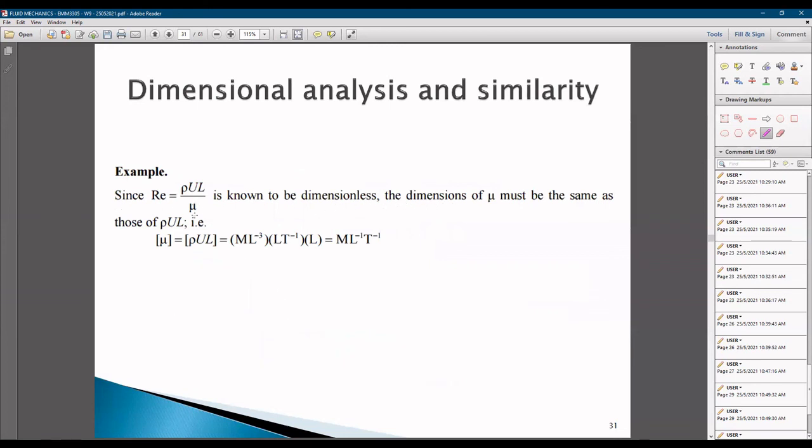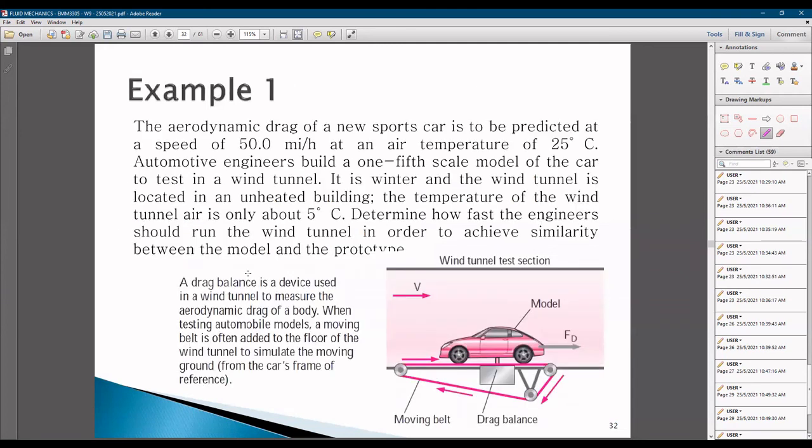This is another example, where the aerodynamic drag of a new sports car is to be predicted at a speed of 50 miles per hour at an air temperature of 25 degrees Celsius. The automotive engineer built a 1/5 scale model. So let's say the actual car length is 5 meters, and then you scale it down to 1 meter. That is what it means.